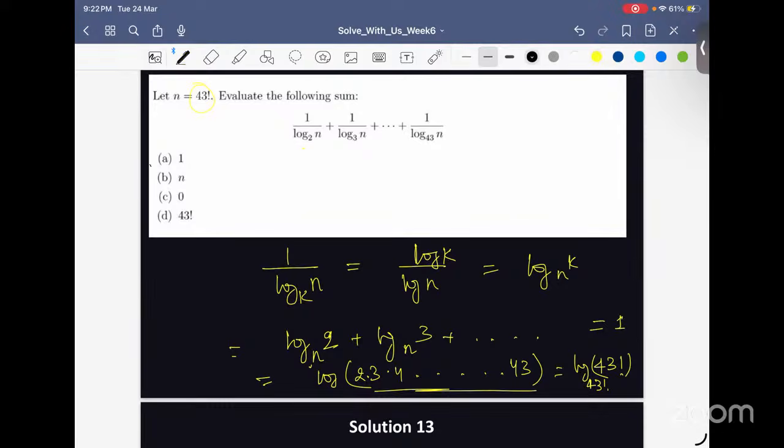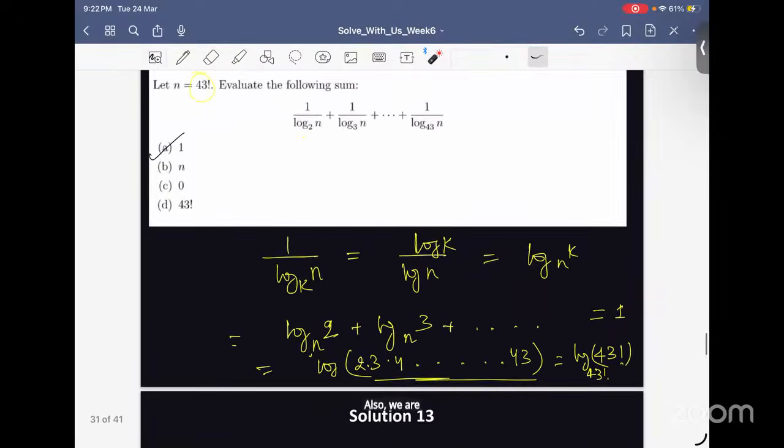Sir, we have taken n here, right? N is 43 factorial, which has been given in the question, right? Yes, sir. Then it would be 1. Also, since we are doing it n 43 times, it naturally would be n 43.